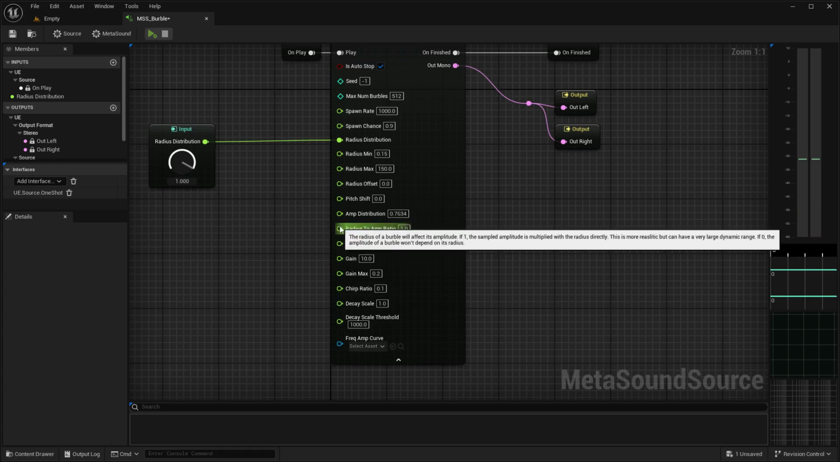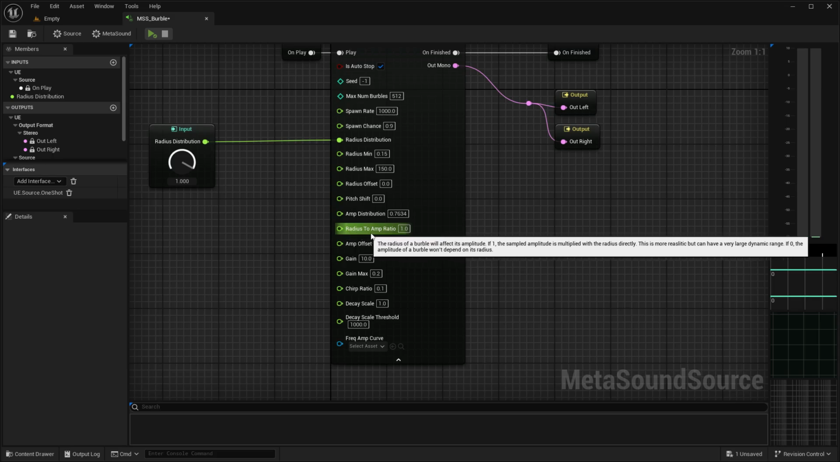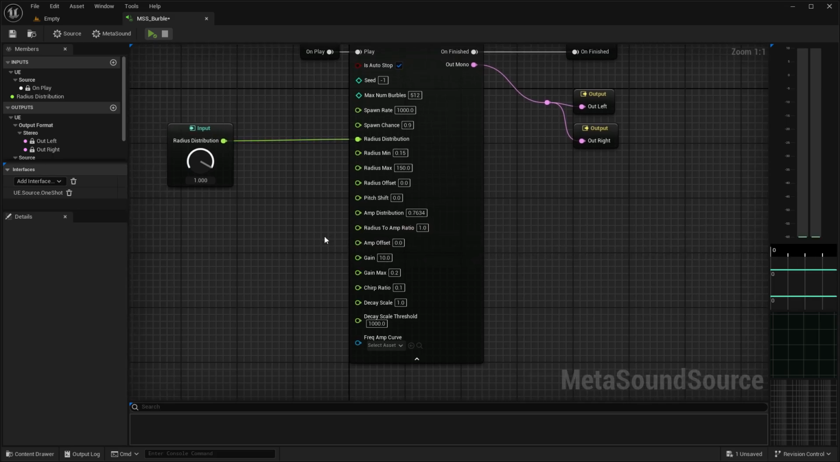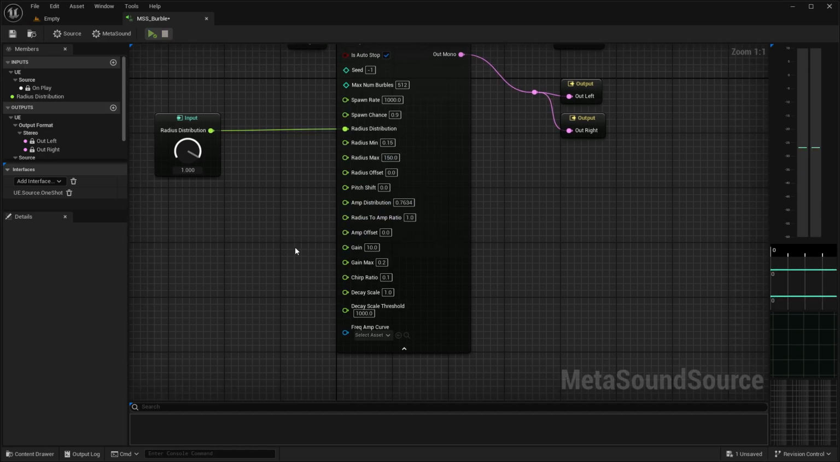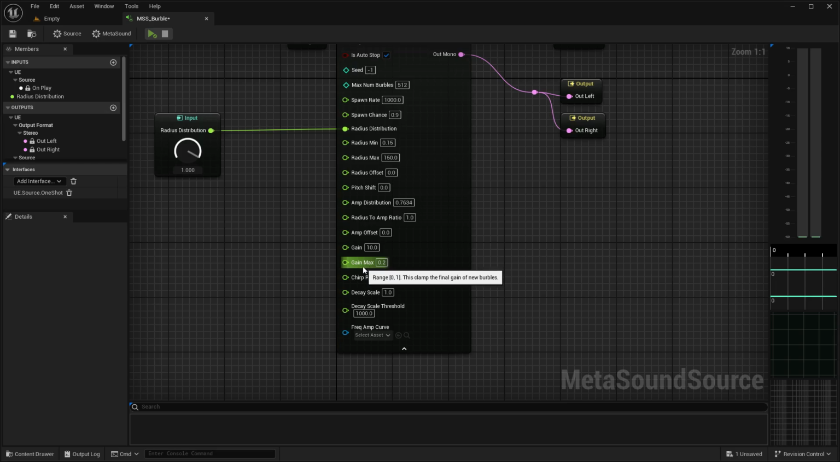But be careful when using a value lower than 0.95 because it will also make the result less realistic. Amplitude offset is just a constant that will be added with the sampled amplitude. It's also meant to be used for some special effects. Gain is the scale we apply to the amplitude of all bubbles. Gain max is the allowed maximum gain after multiplying the sampled amplitude with the gain above.